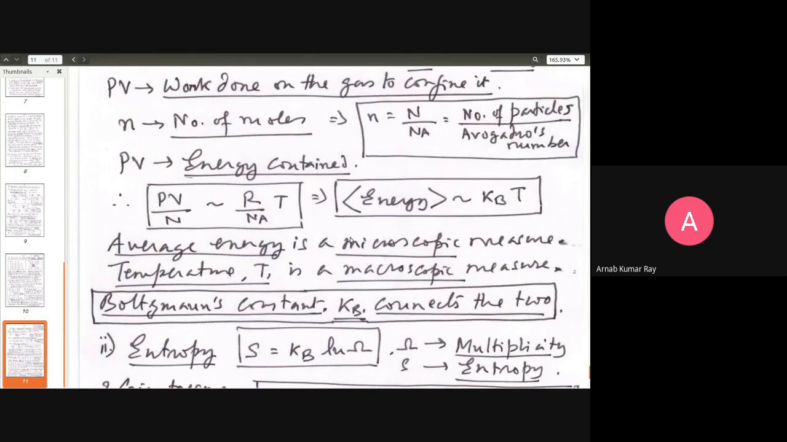Left-hand side is an average energy. It is a microscopic measure. And the right-hand side is temperature. It is a macroscopic measure. Look at this formula. We will discuss this formula in some detail now. Follow the discussion carefully, all of you. When is averaging good? Averaging is good when the sample size is large.